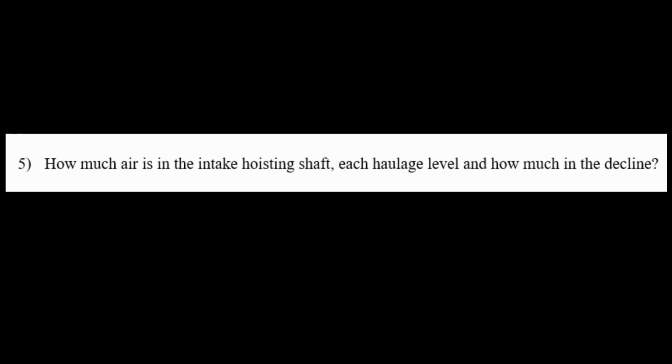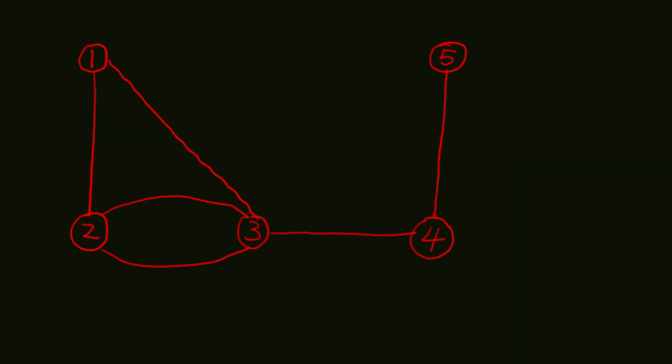Question 5. How much air is in the intake hoisting shaft, each haulage level, and how much in the decline? Using the quantity divider rule, we can calculate how much air goes to airway 1 to 3. Let's go back to this drawing. There are 326 cubic meters per second of air coming out of the mine. Therefore, the total air coming in from 1 is 326 cubic meters per second as well. Airway 1, 2, together with 2, 3, are in parallel with airway 1 to 3. Here, we can use the quantity divider rule to calculate how much air goes to airway 1, 2, 3.